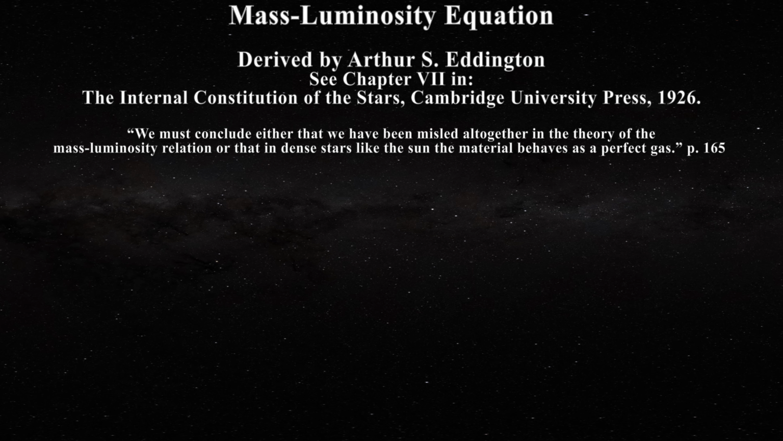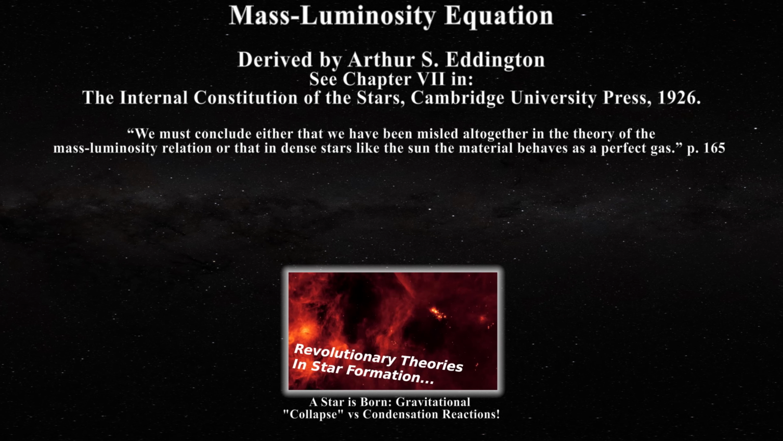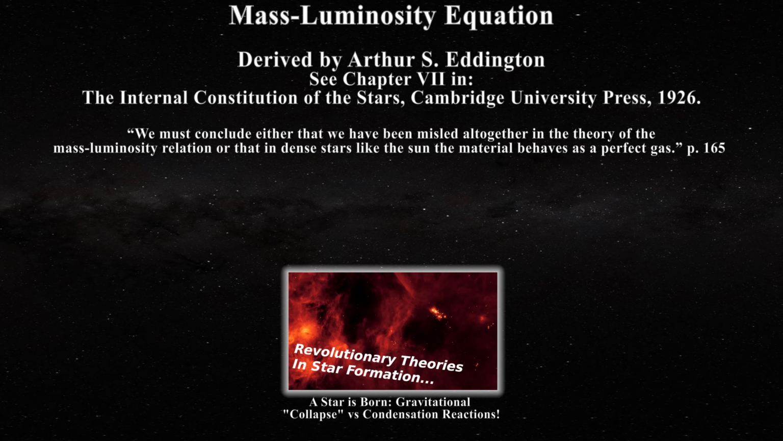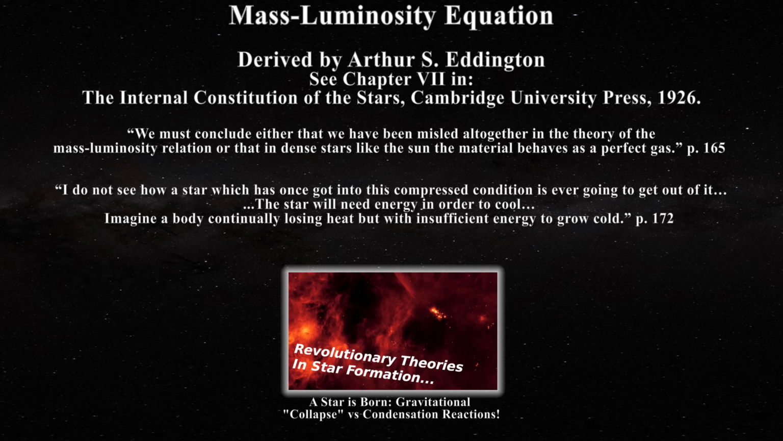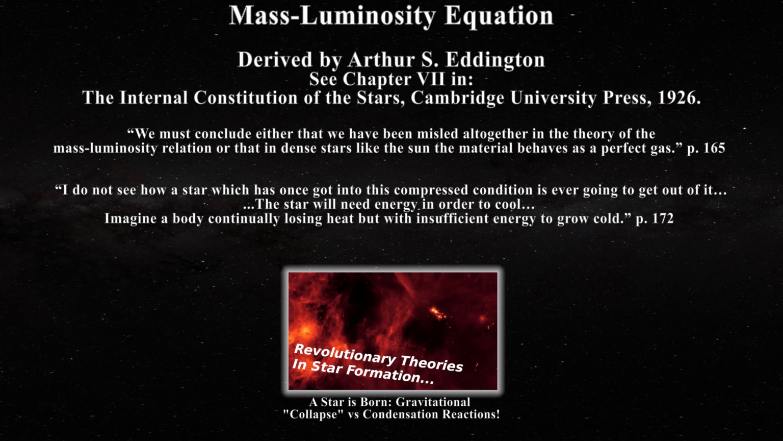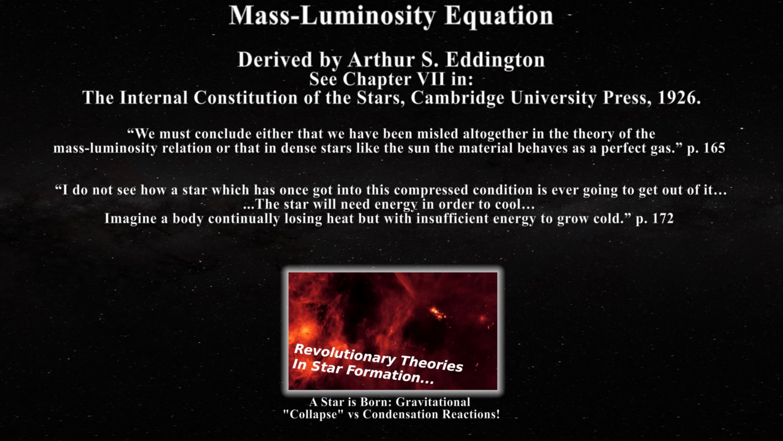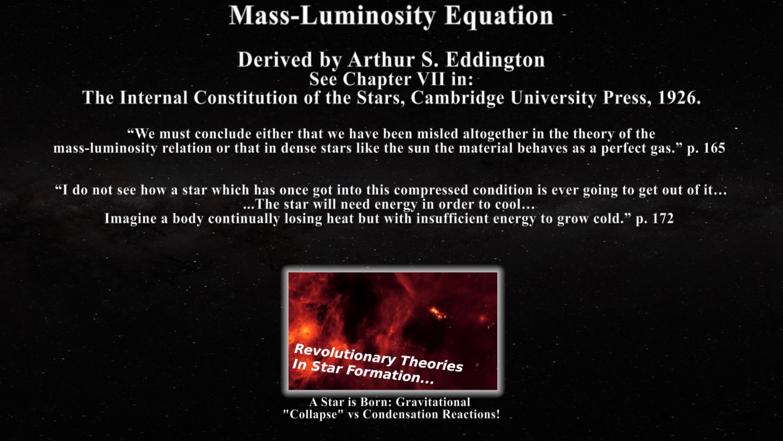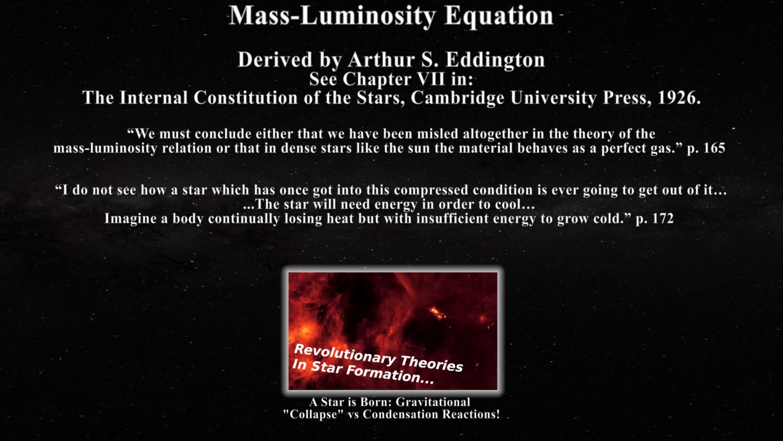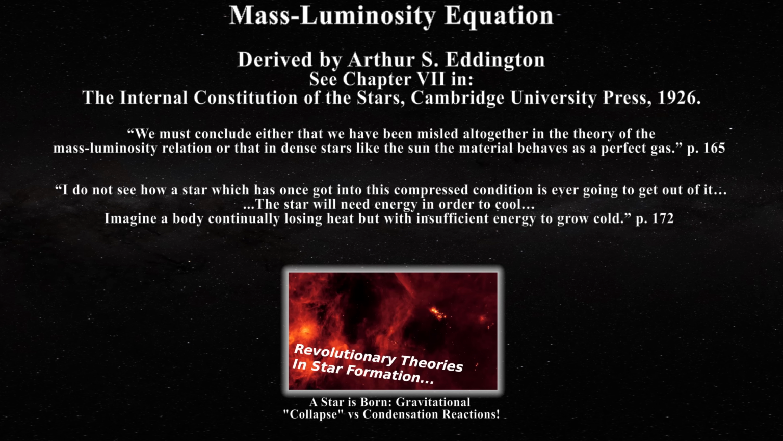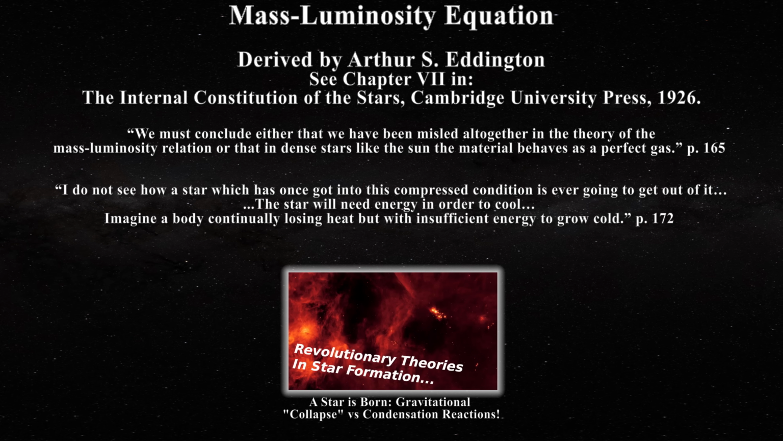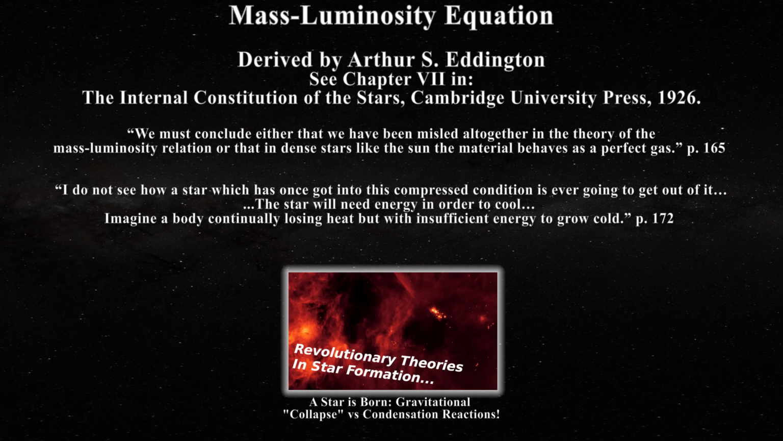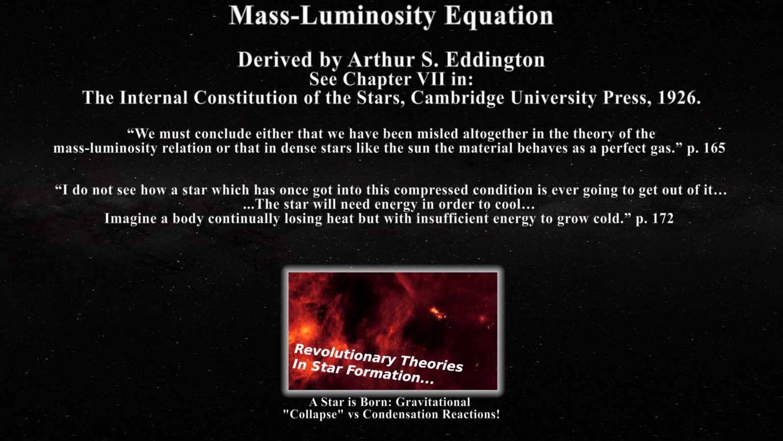Gases can never gravitationally collapse, as we saw in this video. As a result, Eddington has no means of even building his stars. What is worse is that he now advocates for an object which could not even cool. Here is a quote: "I do not see how a star which has once got into this compressed condition is ever going to get out of it. The star will need energy in order to cool. Imagine a body continually losing heat but with insufficient energy to grow cold." Now, this has very far-reaching consequences in astrophysics because the collapse of an ideal gas has led to a myriad of faulty conclusions relative to the formation of ultra-dense objects, beginning with white dwarfs and ending with the black hole.